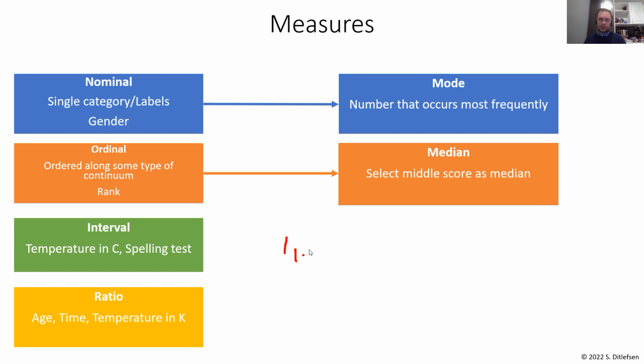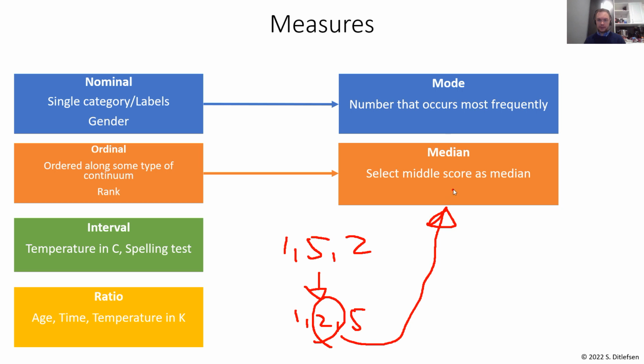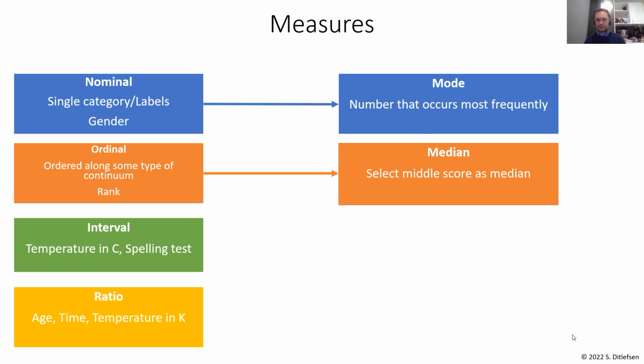And if we have 1, 5, 2, then we need to sort them first. So 1, 2, 5, and we just take the center one. So the median here is 2. So always the center. So median is the center. Select the middle score as median.